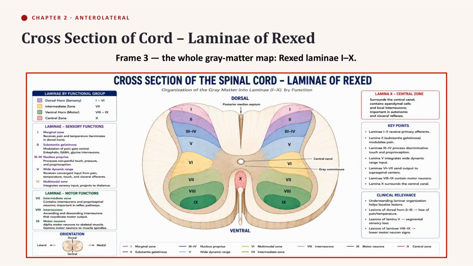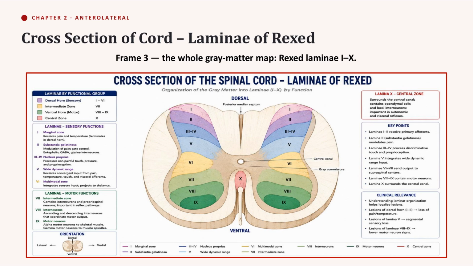Let's pull all the way back to the full gray matter map, the lamina of Rexed, so the pain lamina sit in context. Rexed divided the gray matter into 10 layers by function. Lamina 1 through 6 are the sensory dorsal horn where we've been working. Lamina 7 is the intermediate zone, and note it now because it houses Clark's nucleus and the autonomic intermediolateral column, both of which return in later chapters.